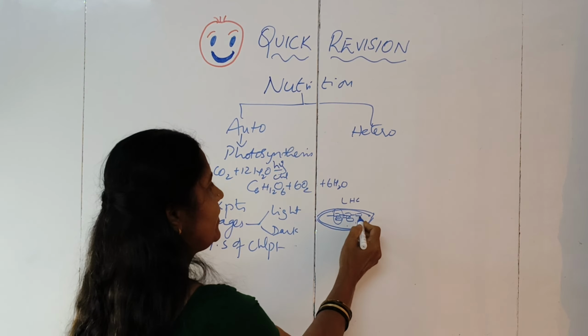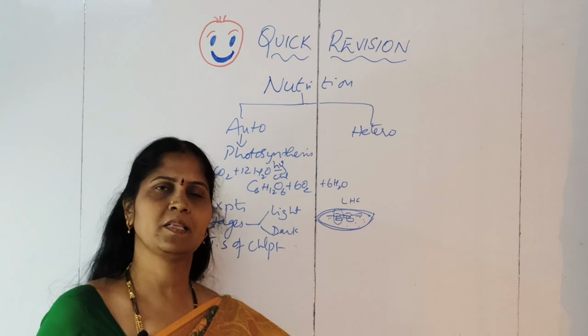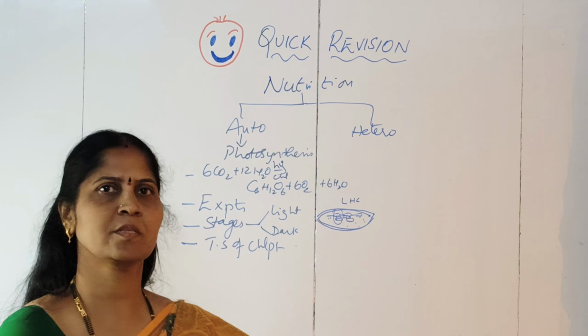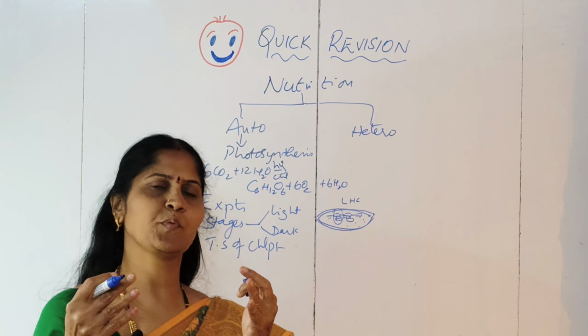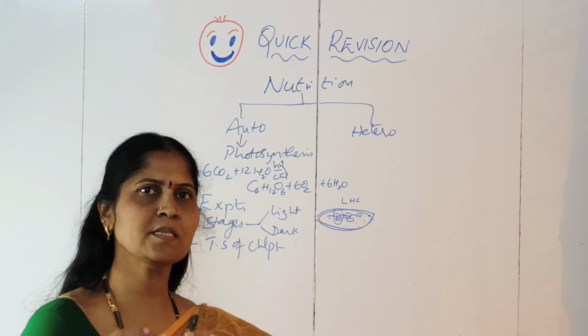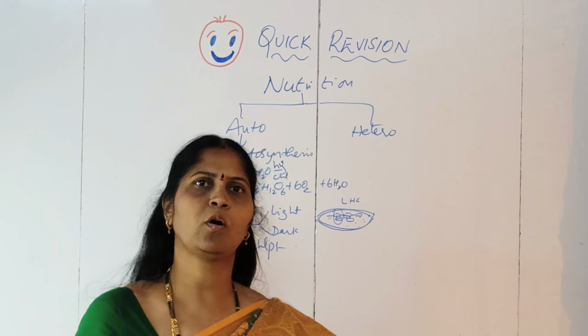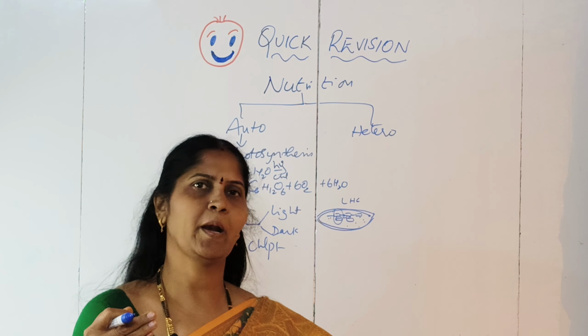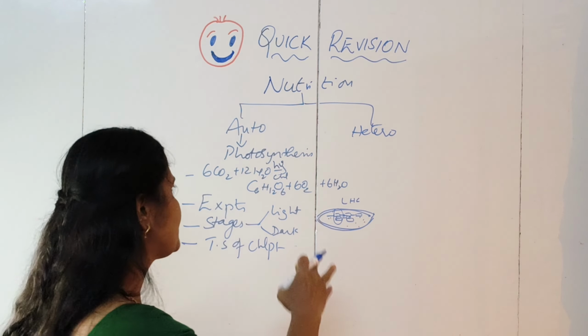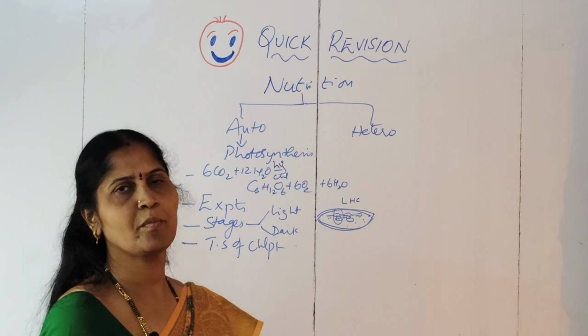Then you can say that there is the stroma, which has enzymes that help in the process of photosynthesis, etc. All the details, whatever you have studied, what I mean to say is, you just draw the diagram and memorize all the points related to that particular topic in that only. So this will finish all your autotrophic mode of nutrition.